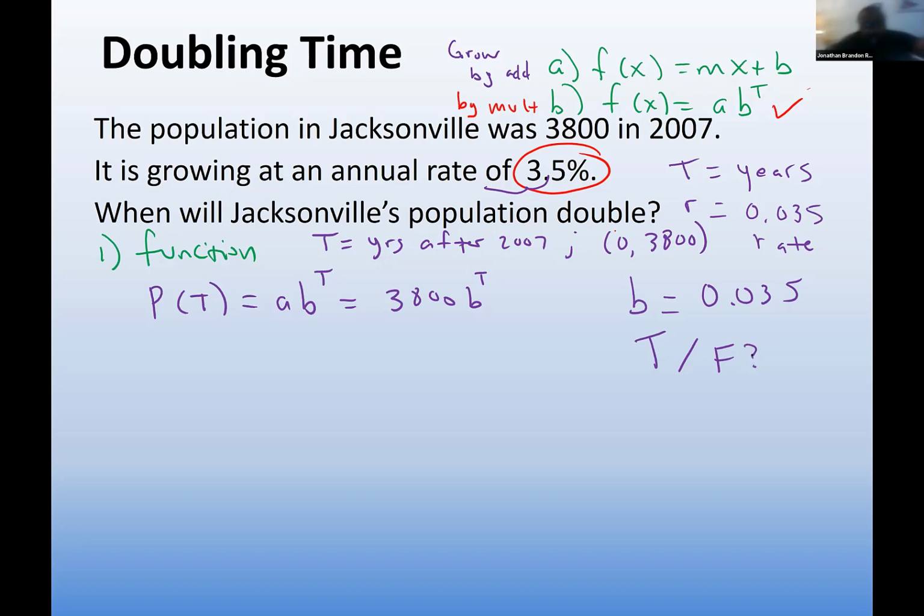Professor Eckert, if B came out to a 1, would that be B? You're right about something there. This is not right, and B does involve 1. The multiplier is 1 plus R. You remember that formula from many sections back? Yes. So it's going to be 1 plus 0.035.